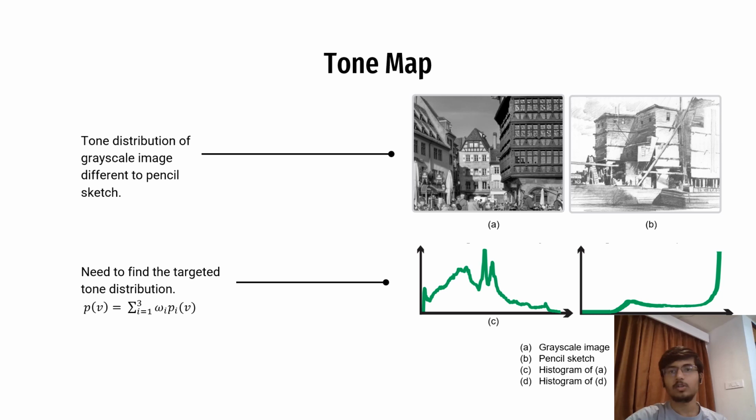So let's start with the concept of a tone map. As we can see, the tone distribution of a grayscale image differs from that of a colored one. Our goal is to find a targeted tone distribution, which is represented by the equation provided. The equation is a summation of the product of weights and a function of x. The graph visually illustrates this concept, providing a clear understanding of how tones are distributed in different types of images.